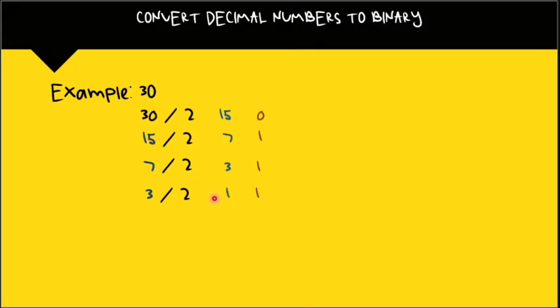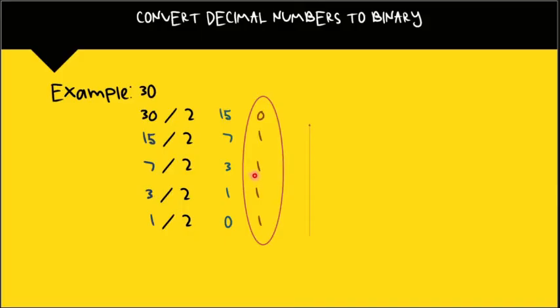So we have to repeat it again. Bring down 1, divided by 2 will give us 0 quotient and a remainder of 1. So finally, we have the 0 quotient. That will give us the binary equivalent of our given number, which is 30. We're going to read it upward. We're going to have 11110. The thing is, how are we going to check if that is correct?